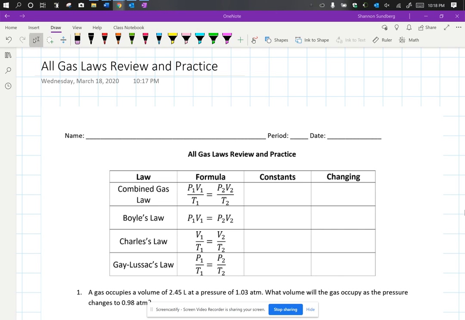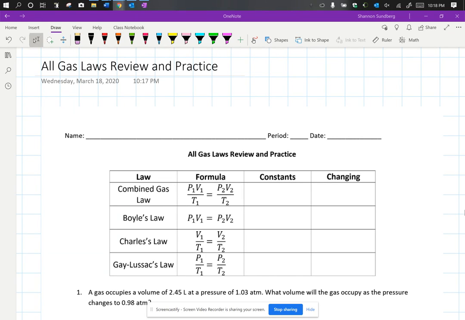Hey everybody, we are going to look at all the gas laws and I want to review them and practice them with you. I know you watched a couple videos that broke them down, but I just figured it would be helpful if you had a one-stop shop so you have everything in one place.